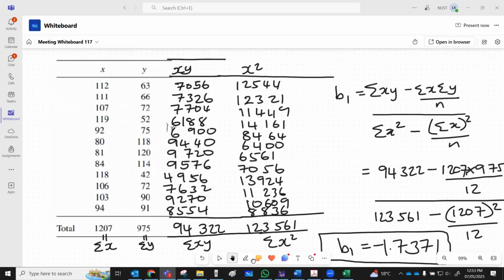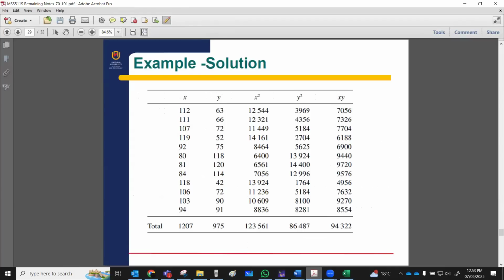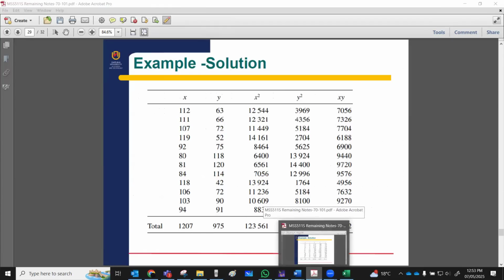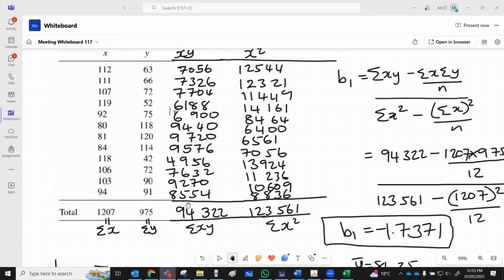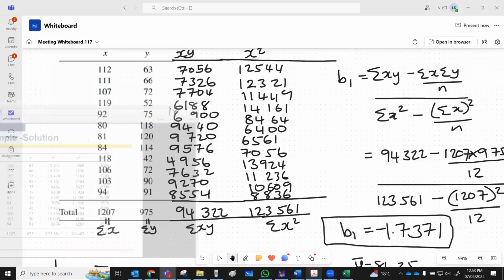Okay, so we have our XY, which is 94322. Let me see what we have in the notes. Okay, that's fine. Then the summation of the X values. Sorry, is it XY? Summation of the XY, summation of the X squared terms.